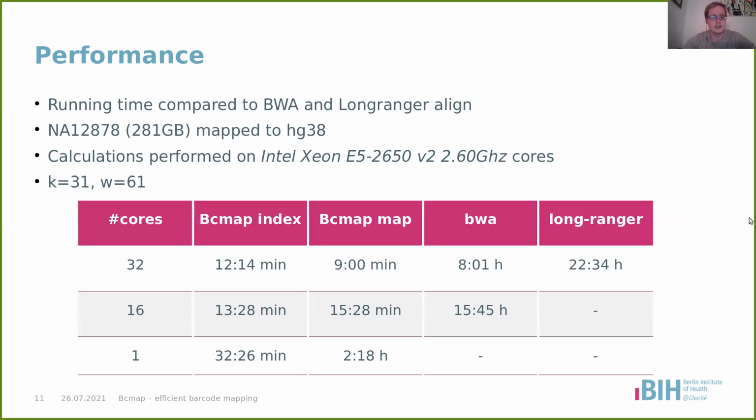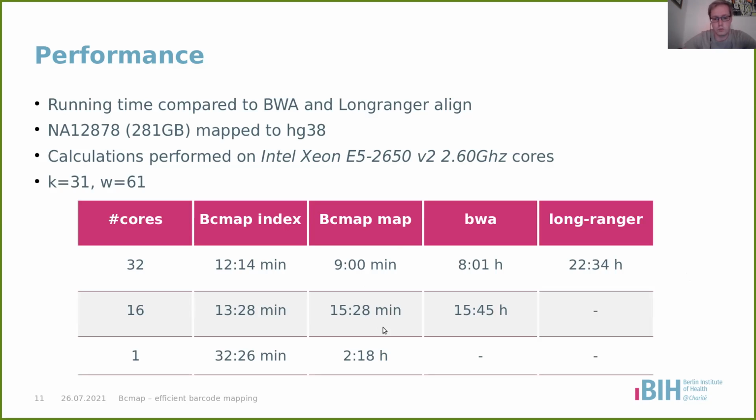So we tested the performance of our mapping tool, and we compared BCMap to BWA and Long Ranger. We compared them to complete read alignments. We did it for the NA12878 sample, and we mapped it to the HG38 reference. And we can clearly see that we are much faster because, of course, we're not performing the same task, so this is to be expected. But this was also a motivation to do this, to be much faster than a complete read alignment.